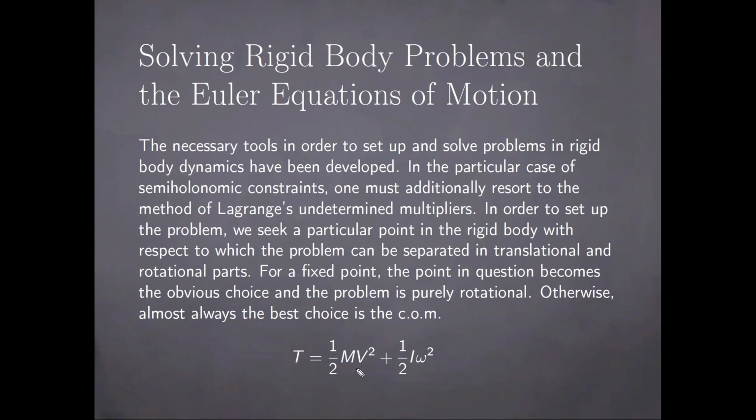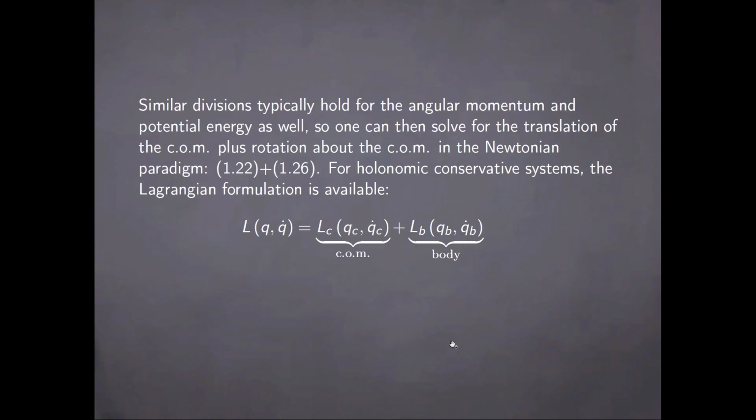So in that case, the kinetic energy separates in the kinetic energy of the center of mass plus rotation of the body about an axis passing through the center of mass. And similar divisions typically hold for the angular momentum and potential energy as well. So one can then solve for the translation of the center of mass plus rotation about the center of mass in the Newtonian paradigm. So if you go back to chapter 1, the equations 122 plus 126.